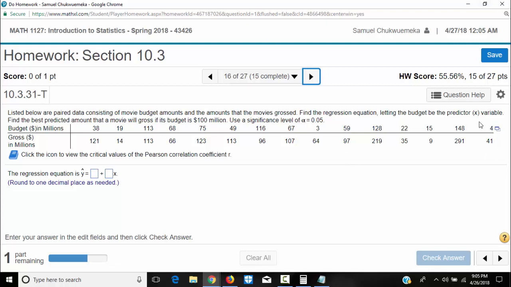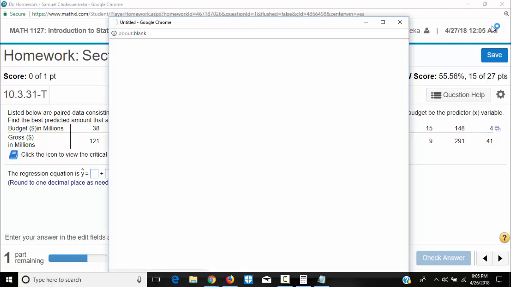This is a long data set. Let's do it with StatCrunch. Okay, let's go ahead and do it with StatCrunch. The data is too much, so I'm going to open it in StatCrunch.